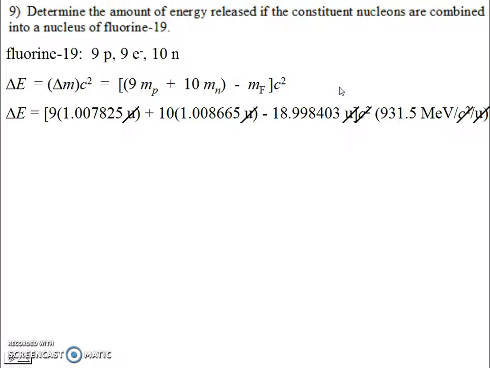Now it's just a matter of being very particular and careful as you type all your numbers in your calculator. So pause the video, type them all in, see what you get.